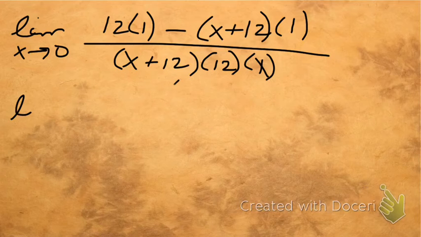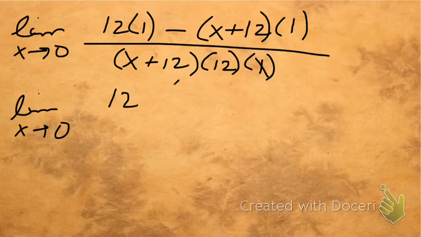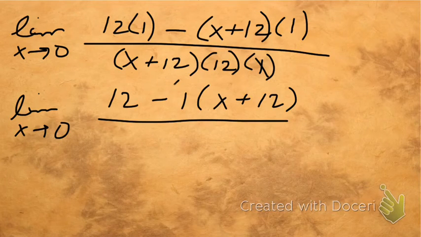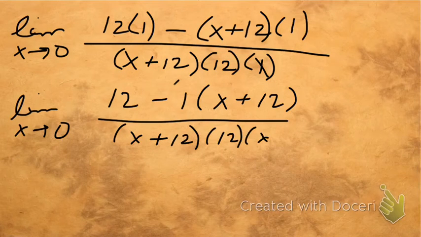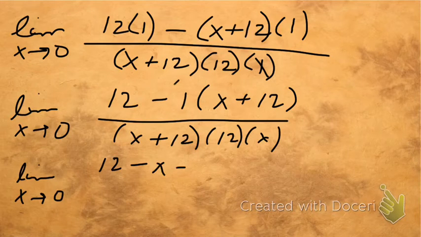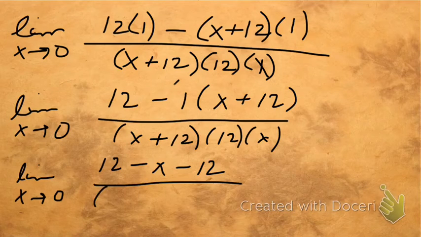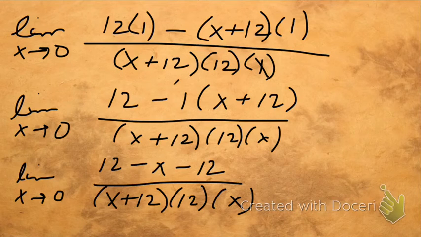So, we could simplify. That 12 times 1 is just 12. I like to put my monomial at the front and show distributing the negative. That's the limit as x approaches 0 of 12 minus x minus 12. Lots of stuff still in the bottom. We're wanting to simplify. These 12s are opposites. They can go.